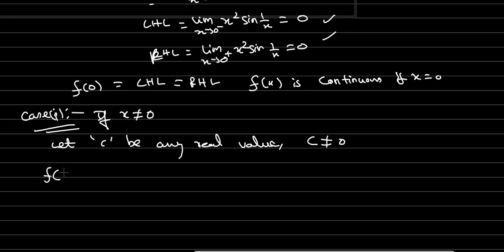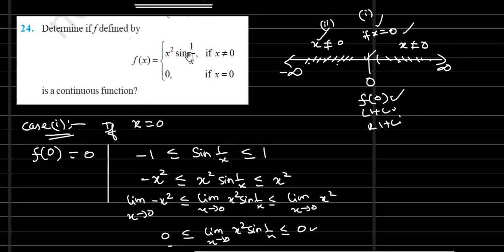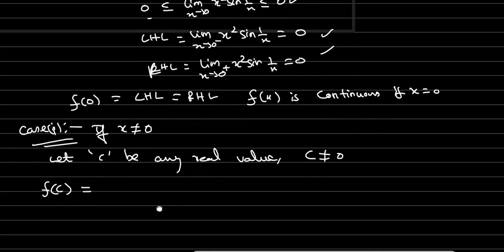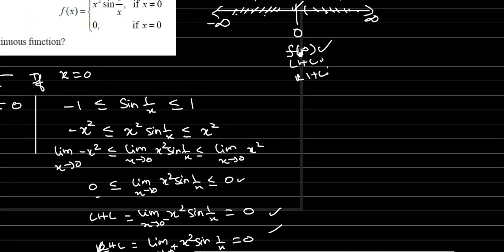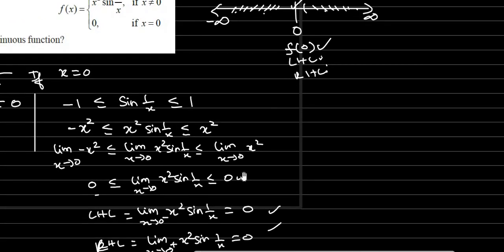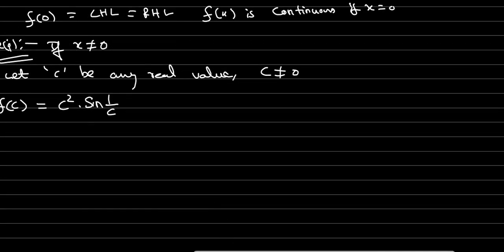So first let's find the f of c value. What is f of c here? If c is not equal to 0, the suitable function is the first one, that is x square into sine 1 by x. That means c square into sine 1 by c. To check the continuity at any point, I already told you we need three things: the value at the point, the left hand limit and the right hand limit. Now we found f of c. Now we need to find the left hand limit and right hand limit. For the left side and the right side, the values are also not equal to 0 only, so together itself we can find it out.